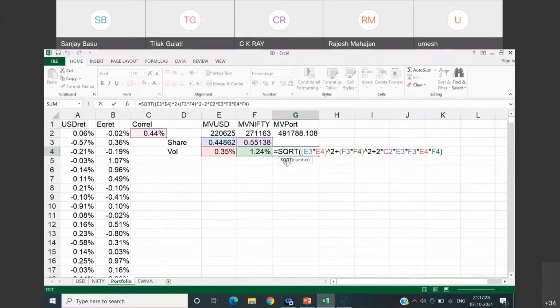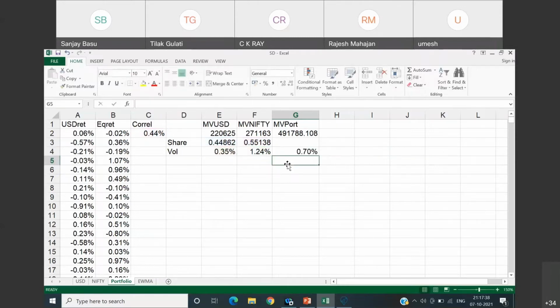The assets are not very strongly correlated to each other. They are not very strongly positively correlated to each other. Any questions before I move on to my last topic? Any questions on the items that I have discussed so far?